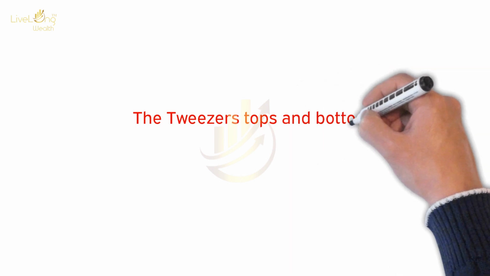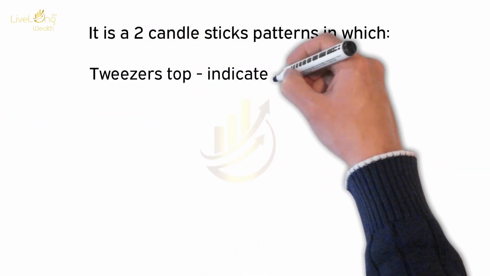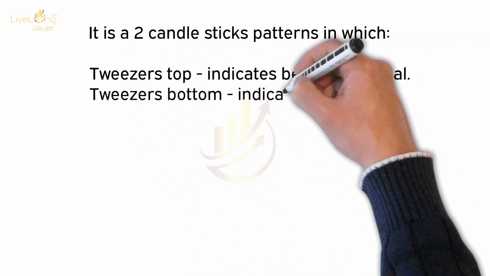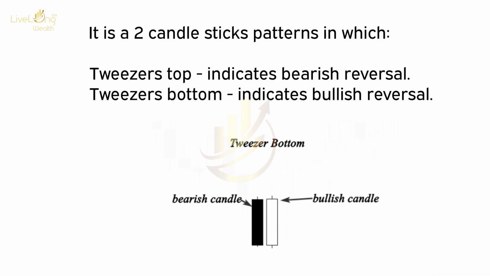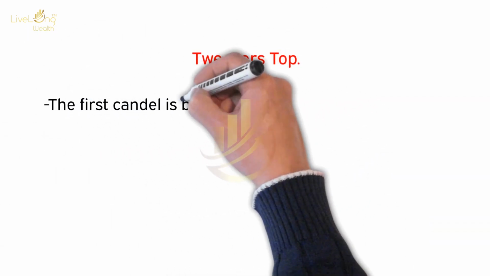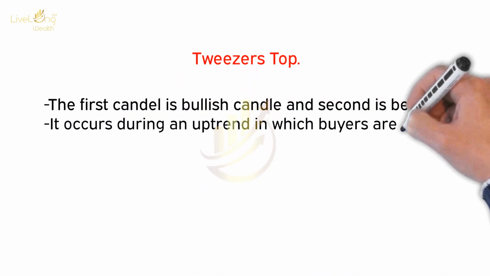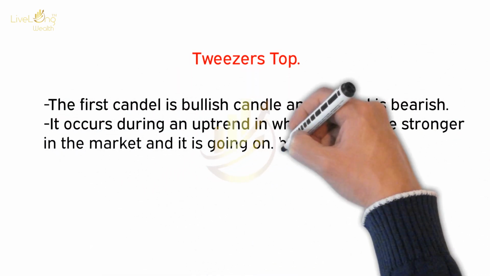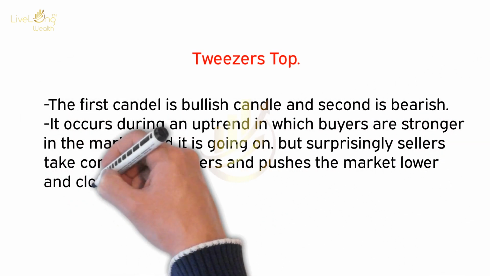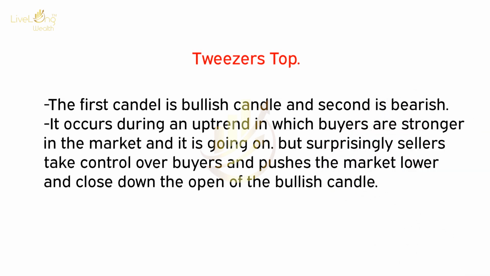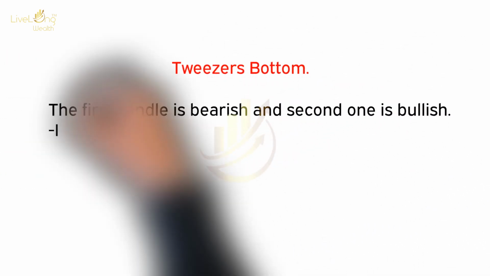The tweezer tops and bottoms. These are two-candlestick patterns in which tweezer top indicates a bearish reversal. Tweezer bottom indicates a bullish reversal. Tweezer top: the first candle is a bullish candle and the second is bearish. It occurs during an uptrend in which buyers are stronger in the market and it is going on. But surprisingly, sellers take control over buyers and push the market lower and close down at the open of the bullish candle.